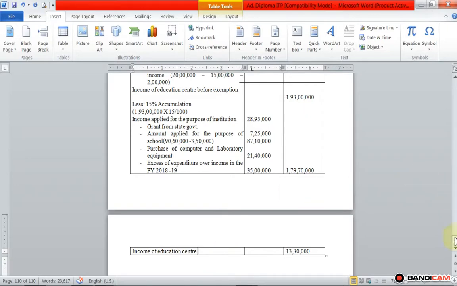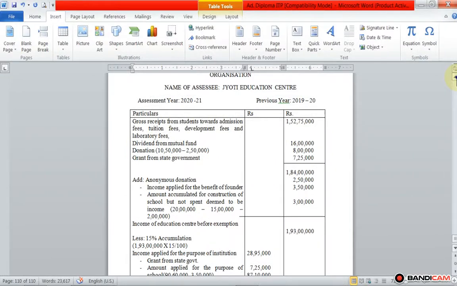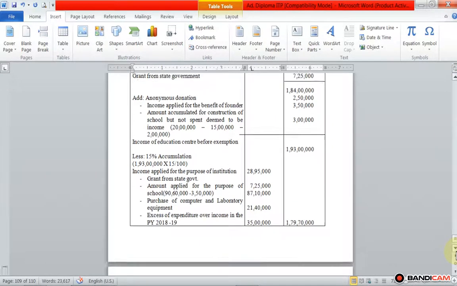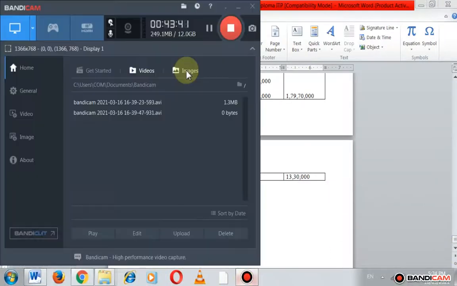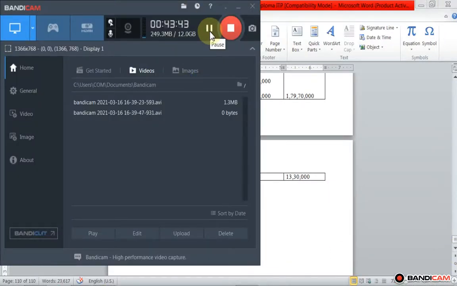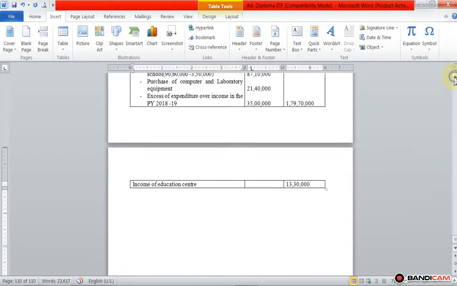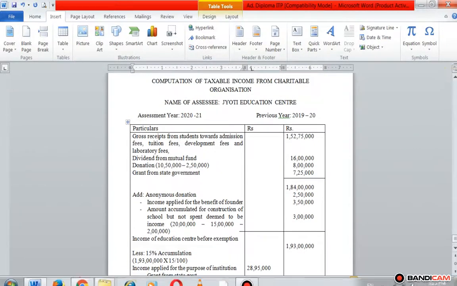Okay, so here we computed the income. Now we compute the tax liability. Okay, so tax liability, we will compute the tax liability of this problem first in our next video. Okay, thank you very much.